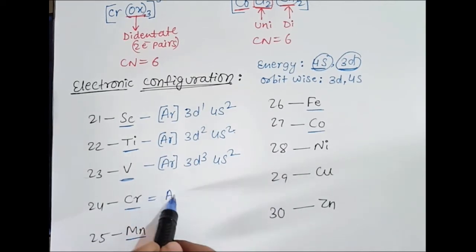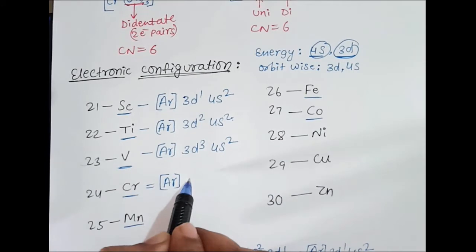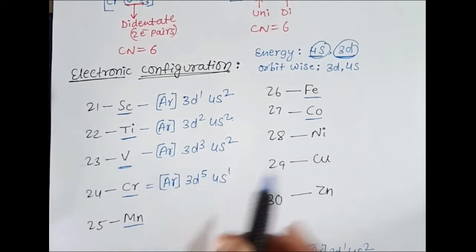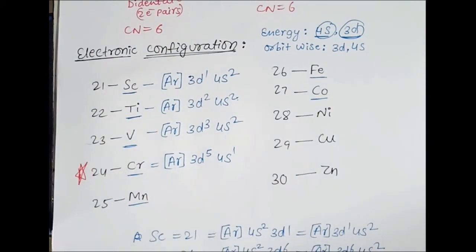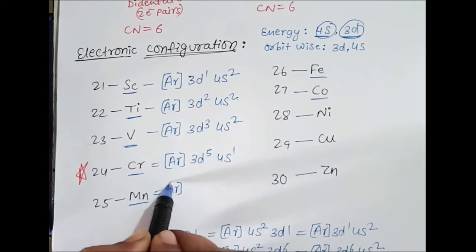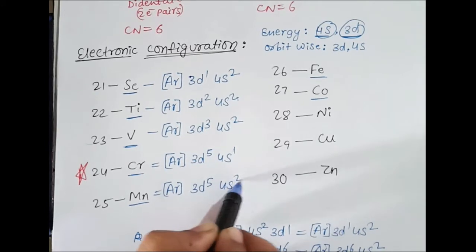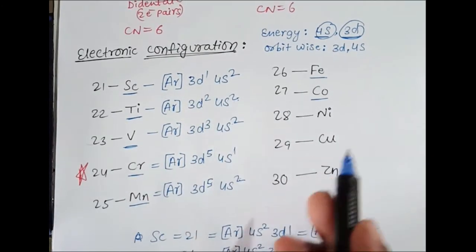Chromium, you know, is an exceptional case because of half-filled electronic configuration. It will be 3d5, 4s1. It is an exception, so I'll put a star mark here. Now manganese, it is argon 3d5, 4s2. 25, 25, 23, 22, 21, like that.